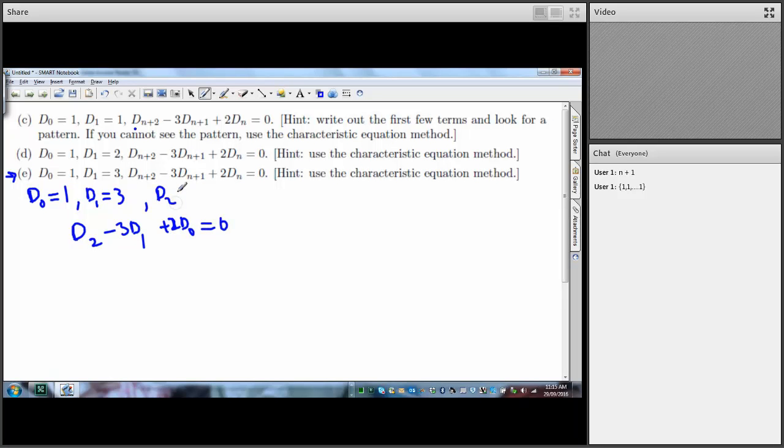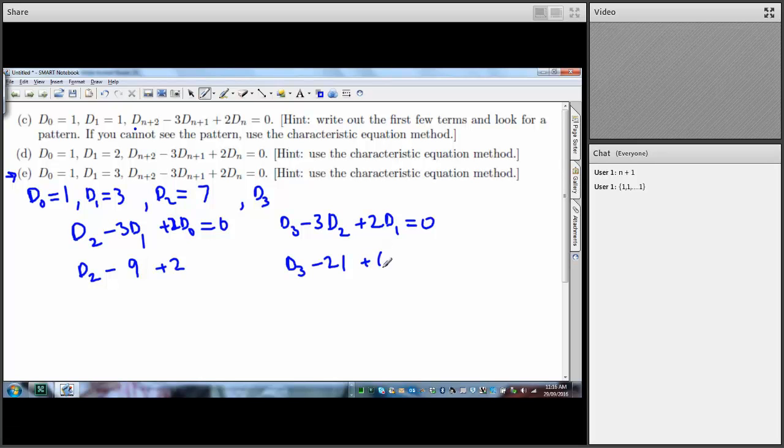So to work out the next one, D2 minus 3 D1 plus 2 D0 equals 0. So what's D2? If you plug the numbers in, D2 minus 3 times 3 is 9, plus 2 times 1 is 2. And so D2 is equal to 7 in this case.